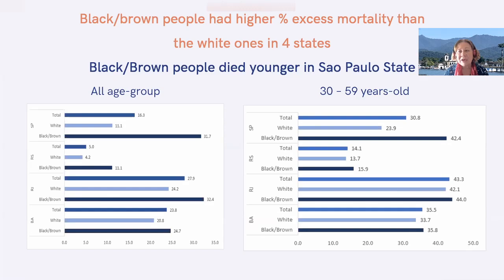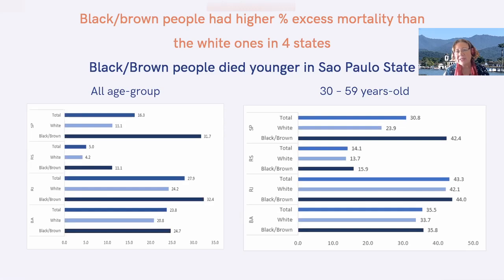So it caught our attention. The first state here is São Paulo, at the top of the figure. São Paulo is the most populous and richest state in the country, with 60% of the population white. But you see the excess mortality among the Black and brown people was 32%, compared to 11% among the white population. And in the other states, you can see similarities: more Black and brown people dying than whites with this excess mortality.